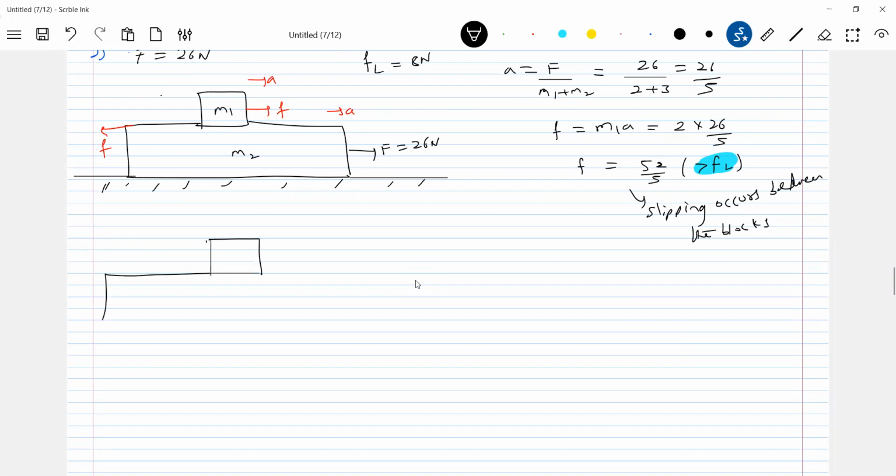At the same time, we have to discuss the work done in different frames. So here FL, this applied force.